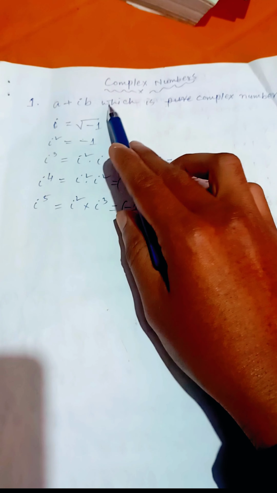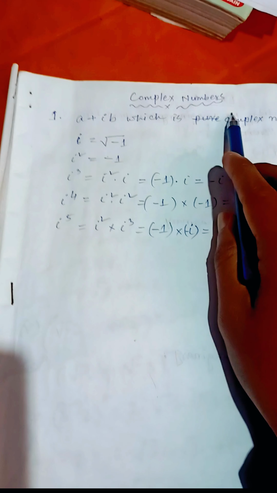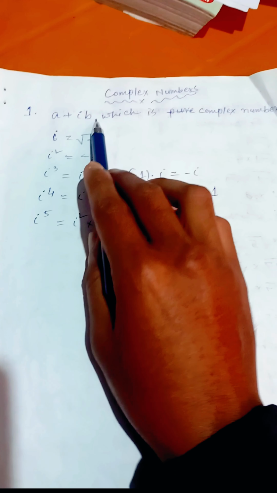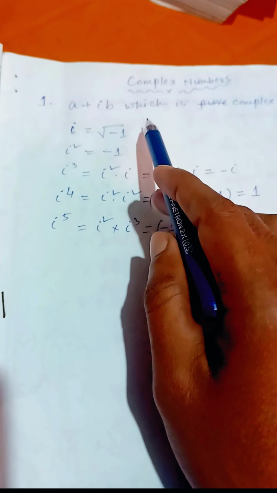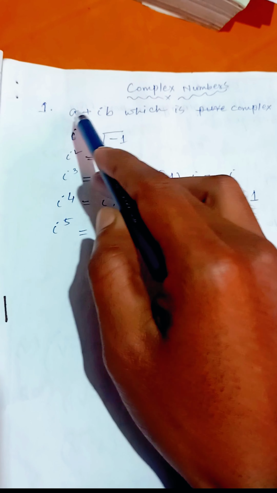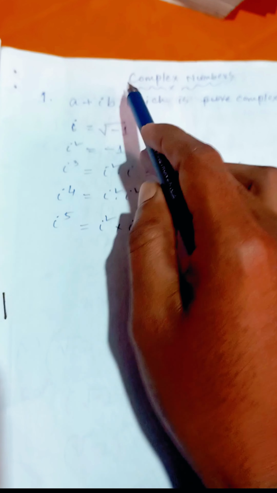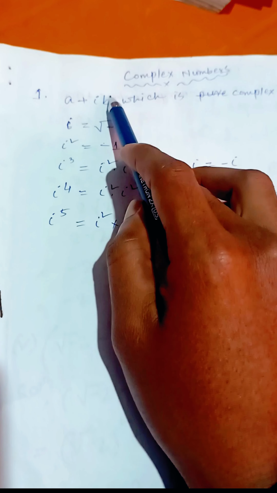Hello guys, today I will start Class 10 Advanced Math, Chapter 2: Complex Numbers. So let us discuss the complex number a + ib. In a complex number there are two parts, one is a real part and another is an imaginary part. So a is the real part and ib is the imaginary part.